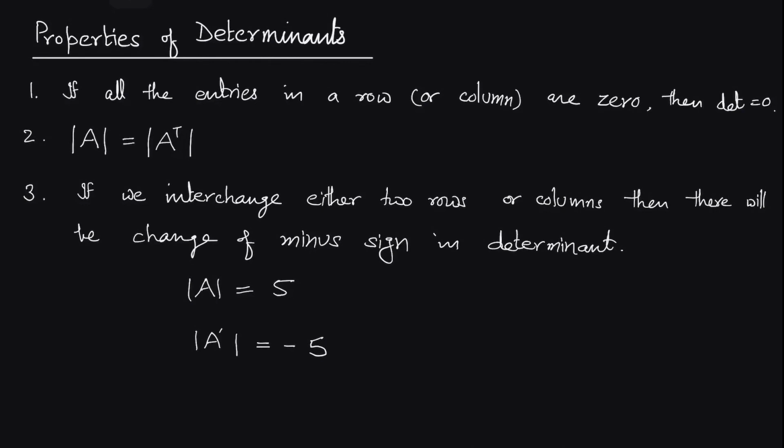The next property is that if any two rows or columns are in proportion, then the determinant will be 0. Proportion means what? Suppose you have this matrix A. You can see that row 2 is 2 times row 1. That means this matrix has rows in proportion, so its determinant will be 0. There is no need to calculate it. Either you have a 3 by 3 matrix or a 4 by 4 matrix, if two rows or two columns are in proportion, then the determinant will be 0.